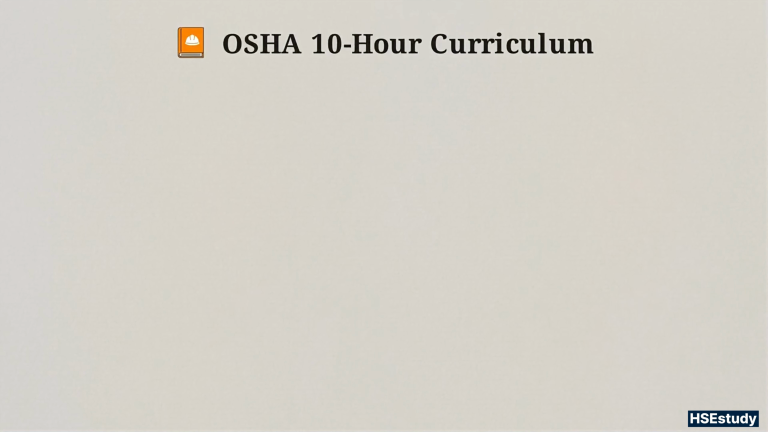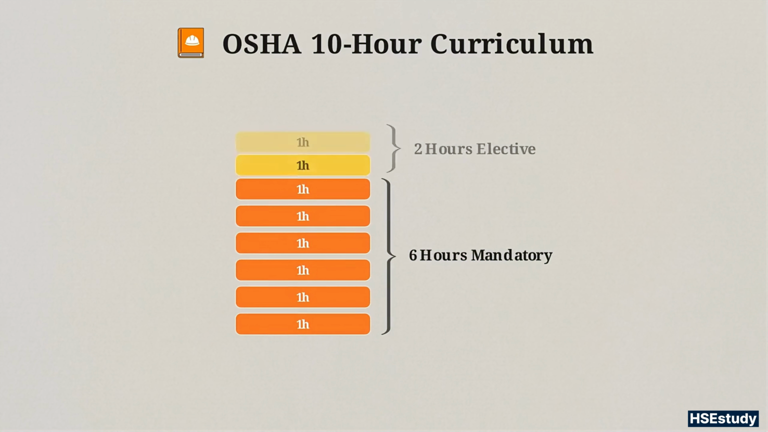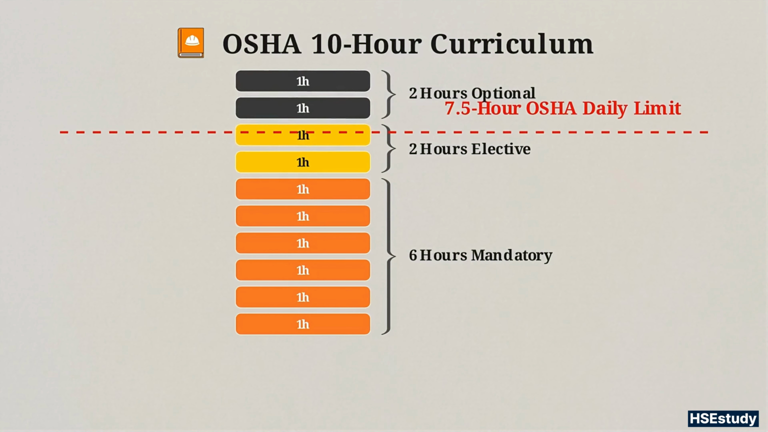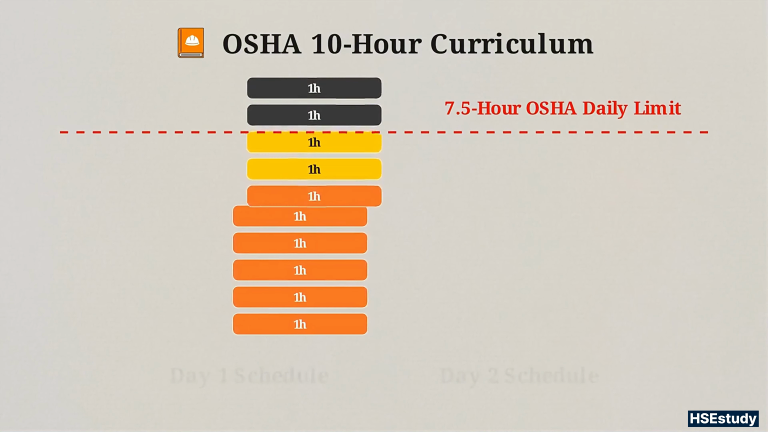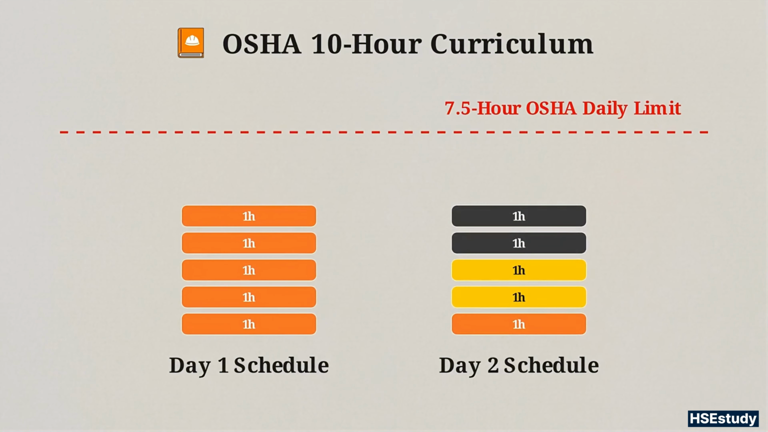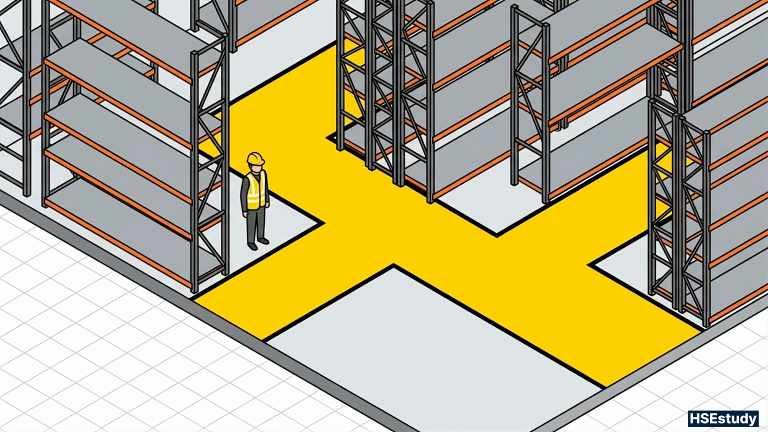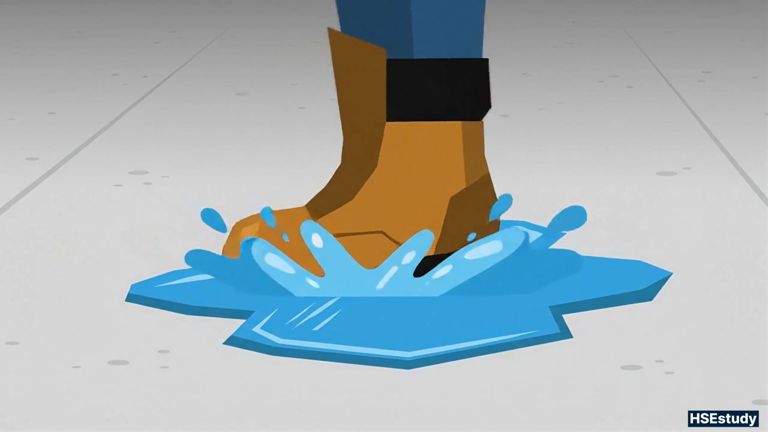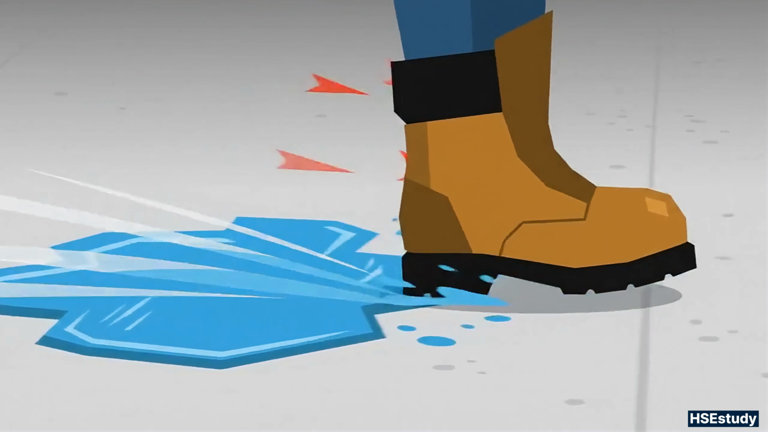The training follows a rigid structural blueprint. This 10-hour curriculum breaks into a 6-hour mandatory block, 2 elective hours, and 2 optional hours. OSHA caps training at 7.5 hours per day, making any legitimate OSHA 10 course a mandatory 2-day commitment. The first hour of the mandatory block addresses walking and working surfaces. This is a critical starting point because slips, trips, and falls remain the leading cause of injury across all general industry sectors.